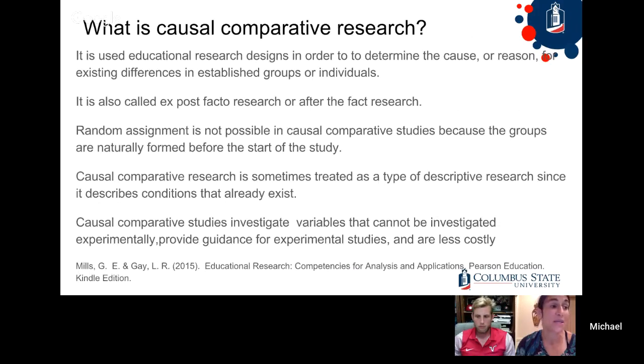Groups may differ in two ways. One group possesses a characteristic that the other group does not, or each group has a characteristic but in differing degree or amount. The definition and selection of the comparison groups are very important parts of the causal comparative procedure. We will go to the next slide.